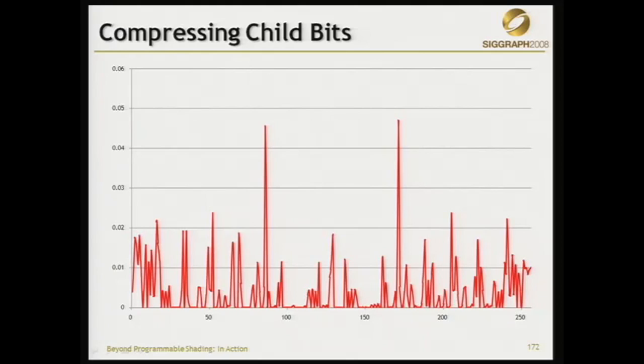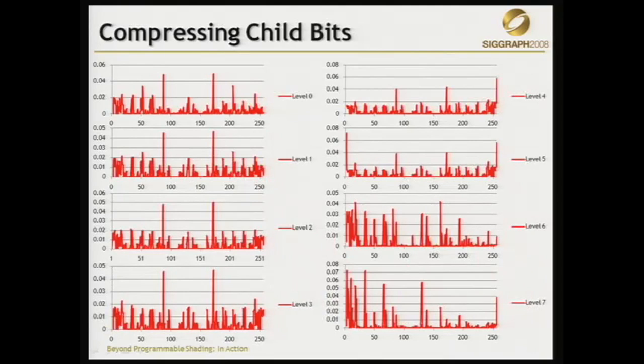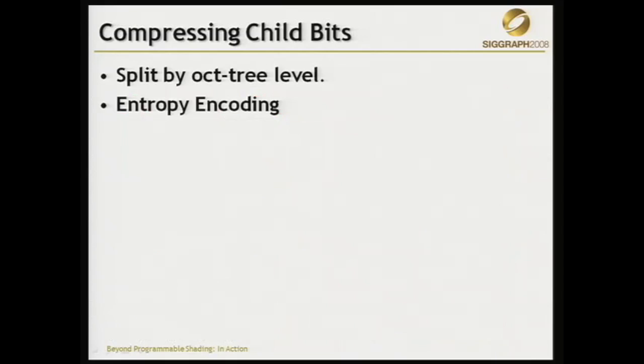But we can take this step 1 step further. If we separate out the bits by level of the octree, the distribution varies from each level. The distribution varies from the average at each level, which allows for further compression. So in summary, for each level, gather the bits and perform entropy encoding on the pieces.